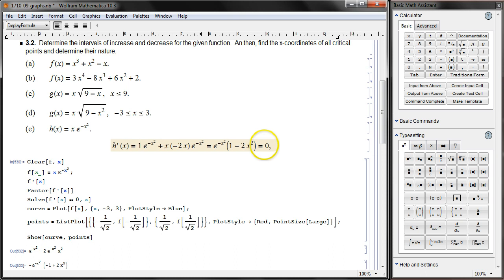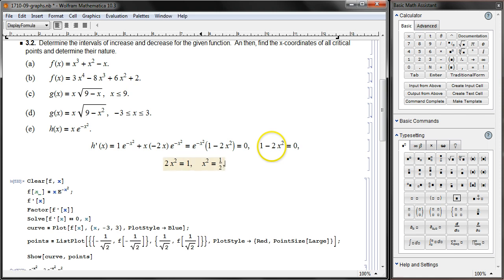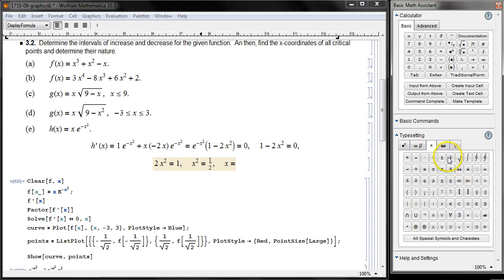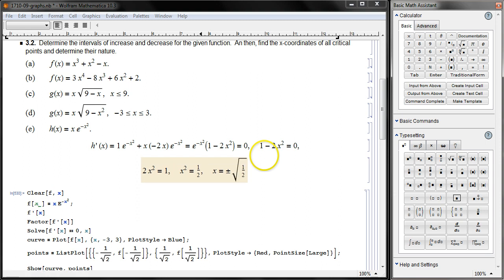We get 1 is equal to 2x squared. This factor is equal to 0. Or let me write it like this. Equal to 0. 2x squared is equal to 1. x squared is equal to 1/2. So what do you get? x is either plus or minus the square root of 1/2.